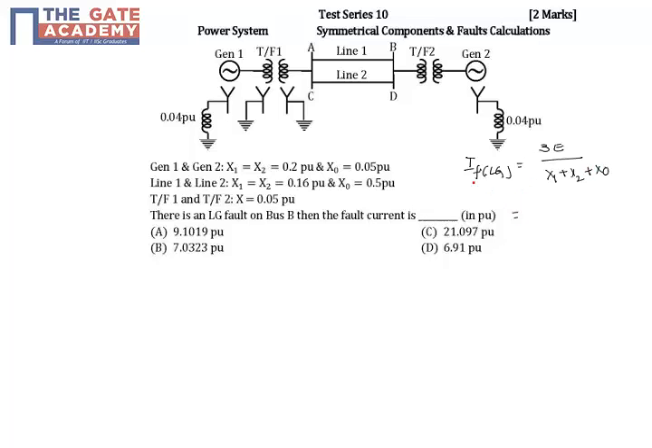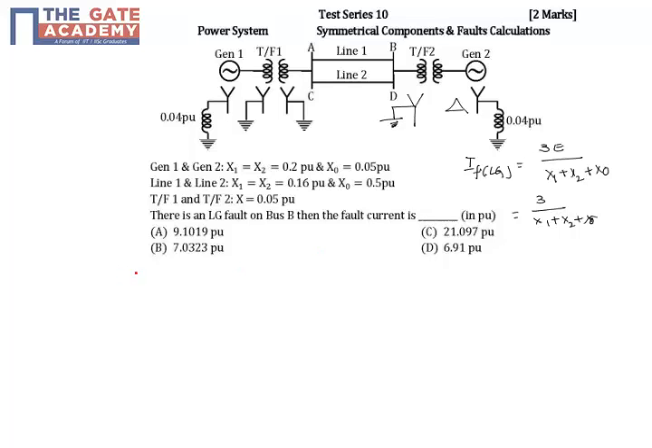So here if I consider E as 1 per unit, because he has already given all the values in per unit, this becomes 3 by x1 plus x2 plus x0. So you have to calculate x0, x1 and x2 for this network and then substitute here. But if you see here, he has not mentioned the transformer connection. It was missed actually. It is a star connected with a ground system on this side, and on this side it is a delta connected system.